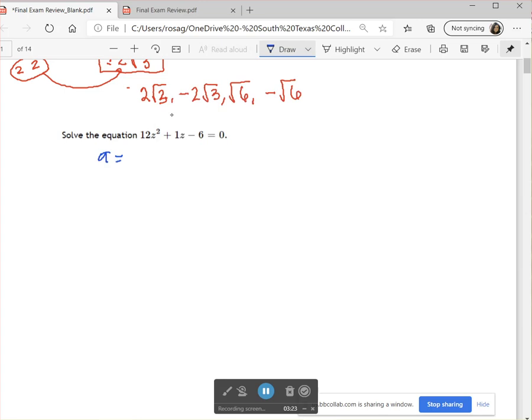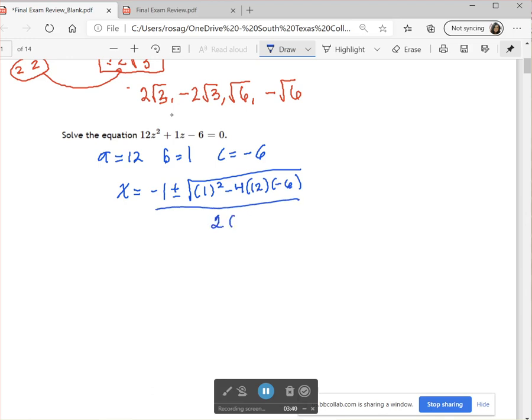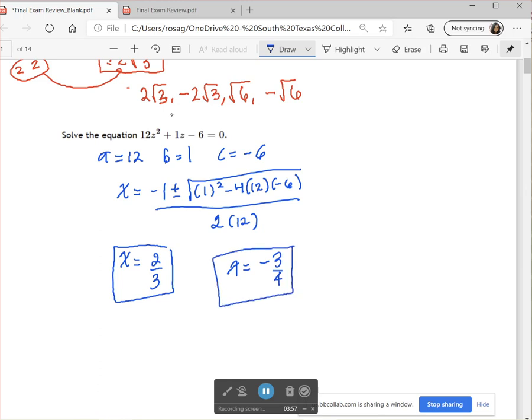So the A would be 12. The B would be 1. And the C would be negative 6. And then I put it into the formula. And the answers you get are 2/3 and negative 3/4. Questions on that?